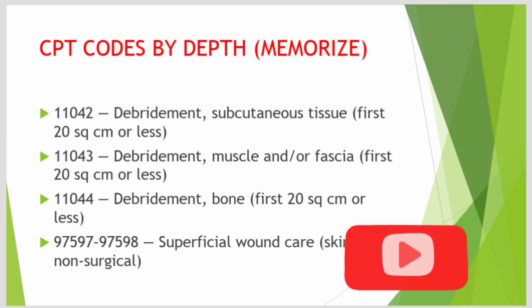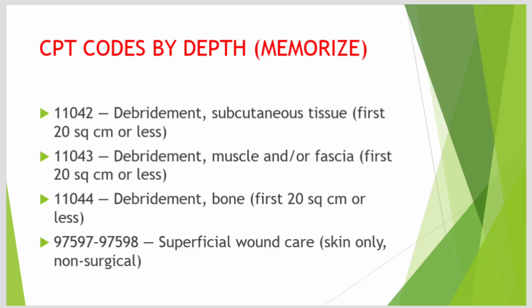So next, common CPT ranges 11042, 11043 and 11044. Just memorize these CPT codes. These are very important. 11042 is for debridement subcutaneous tissue first 20 square centimeter or less. 11043 is for debridement muscle and/or fascia first 20 square centimeter or less. 11044 is for debridement of bone first 20 square centimeter or less.